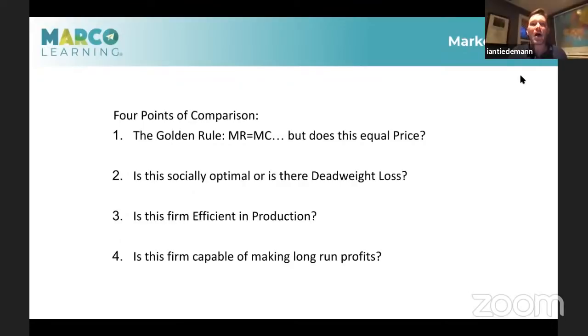Cool. All right, so four points of comparison. This is where I'm going to do a blitz through three of the main market graphs: perfectly competitive graphs, monopolistically competitive graphs, and monopoly graphs, and compare them on these four bases. One, the golden rule, MR equals MC, but does this equal price? Two, is this socially optimal or is there deadweight loss? That would be pretty obvious because it's labeled there. Three, is this firm efficient in production? And four, is this firm capable of making long-run profits?